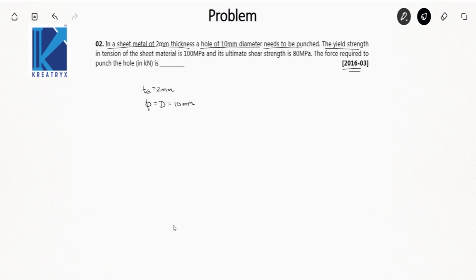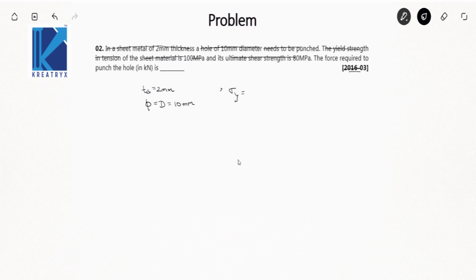They have again mentioned the yield strength in tension of the sheet material is 100 megapascal and its shear strength. So it's a similar kind of question like we solved previously. So sigma yield is 100 megapascal and tau is 80 megapascal. They have asked the force. So again force is equal to tau into area. In this case area is pi into d into h.